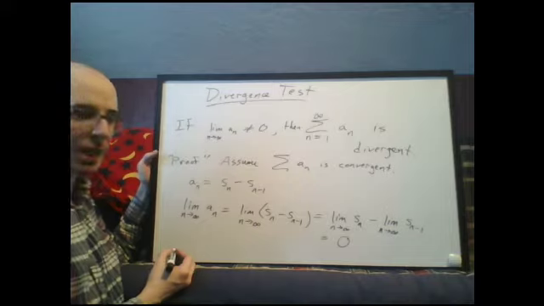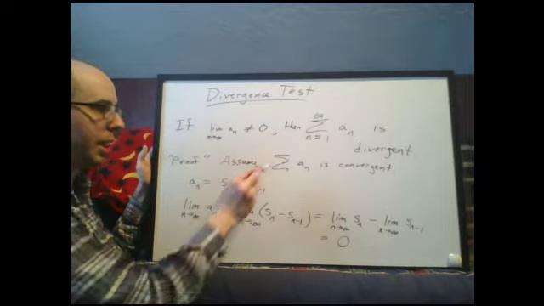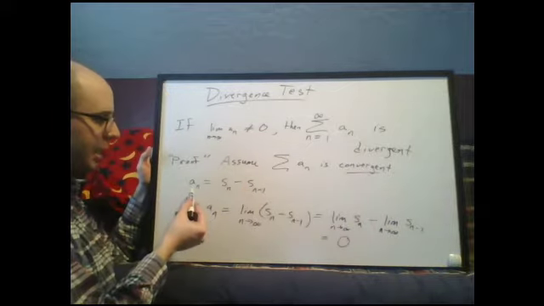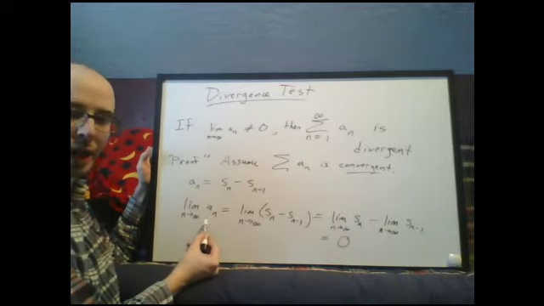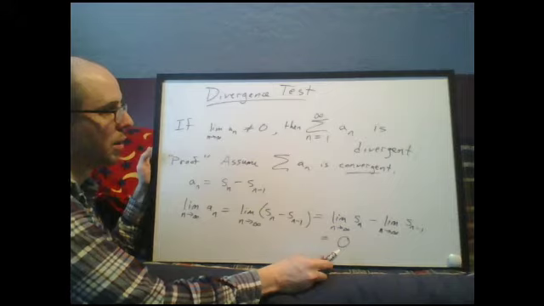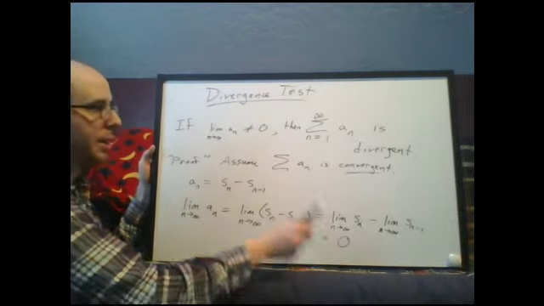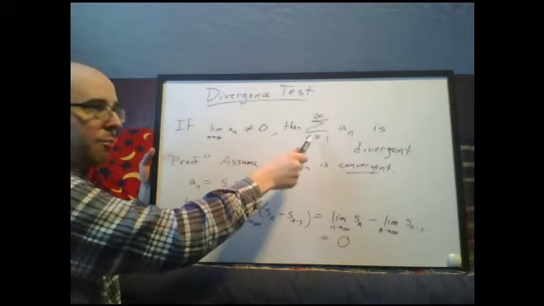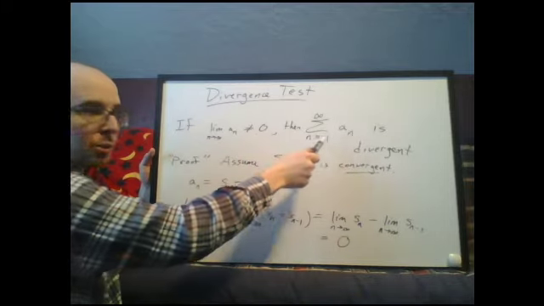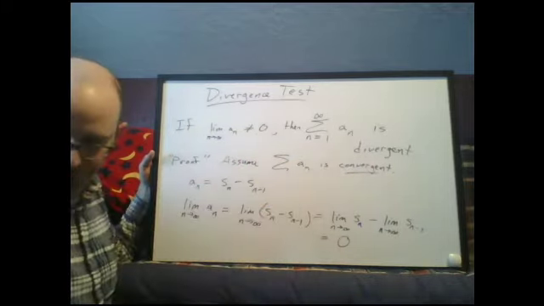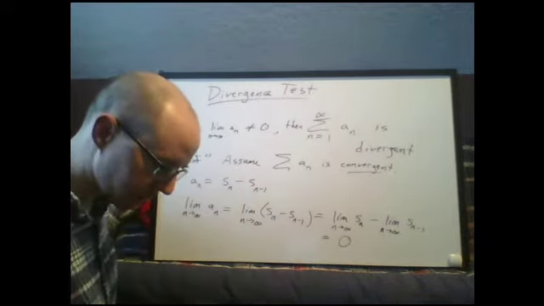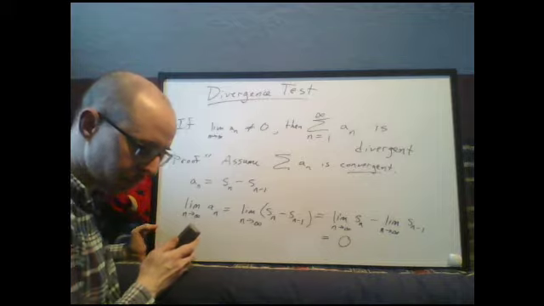So again, what we've said here is if we assume that the series is convergent, then it has to be true that the limit of the a_n's is 0. Therefore, if the limit of the a_n's is not 0, it could not have been true that the series was convergent, so it has to be divergent. All right. So I just wanted to give you some quick idea of the proof.